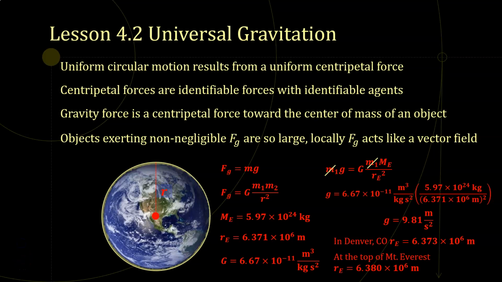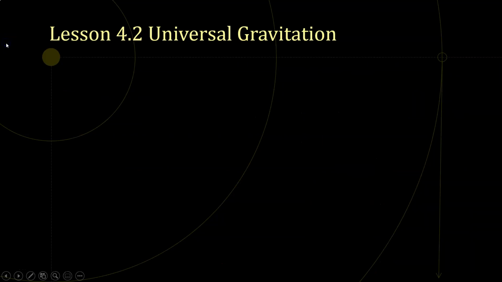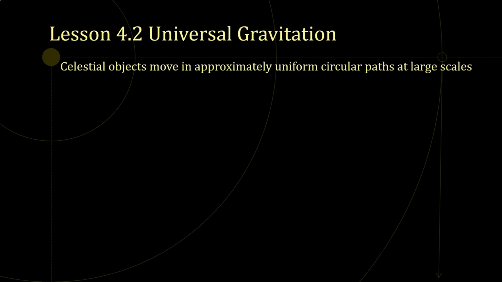Now that's an interesting discussion of the universal gravitation equation and some practical applications of it, but we haven't brought in uniform circular motion yet. So let's consider how universal gravitation is related to uniform circular motion. And what happens is, when we zoom way out to look at celestial objects like planets and moons and stars, we find that celestial objects tend to move in approximately uniform circular paths at large scales.